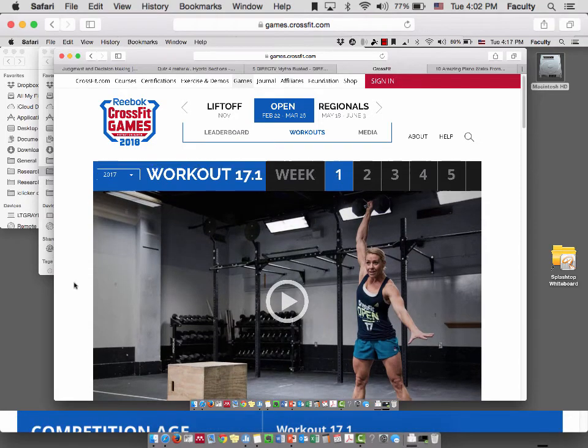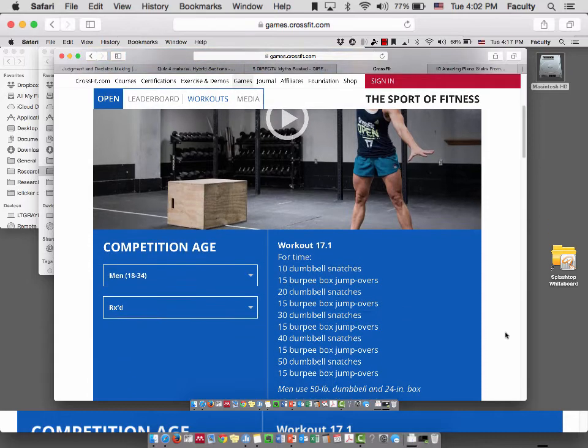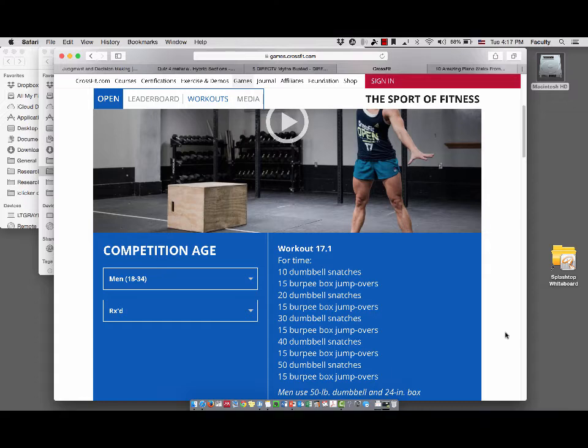All right, so it was workout 17.1, 17 for the year 2017, and the first workout. So here it is for time. 10 dumbbell snatches. That's where you start with the dumbbell on the floor, lift it overhead, then switch hands and do it with the other hand. Then do 15 burpee box jump overs, then 20 dumbbell snatches, 15 box jump overs, 30, 15, 40, 15, 50, 15. And there is a 20-minute time cap. You have to finish in 20 minutes or less.